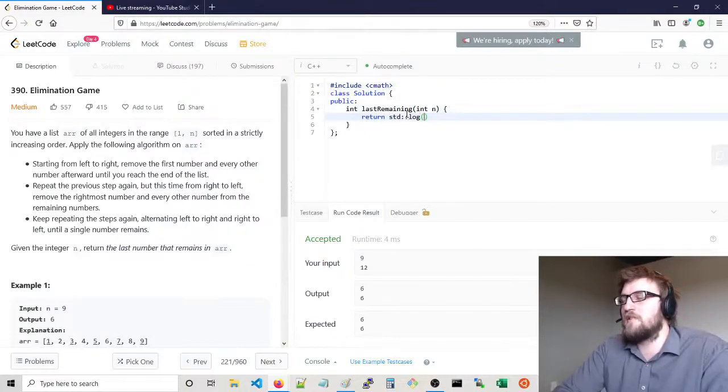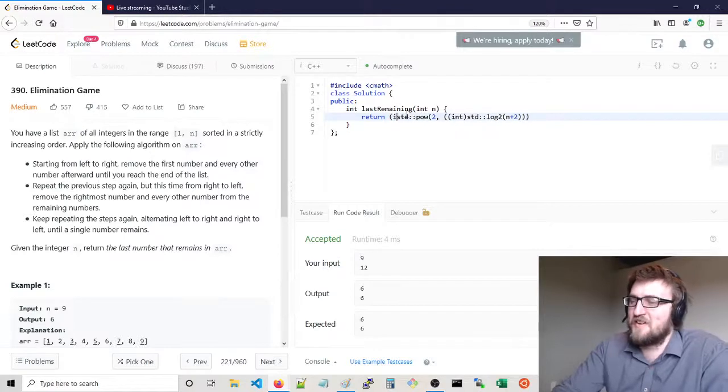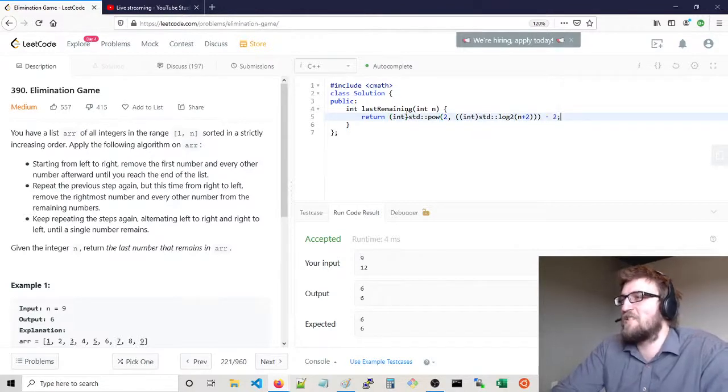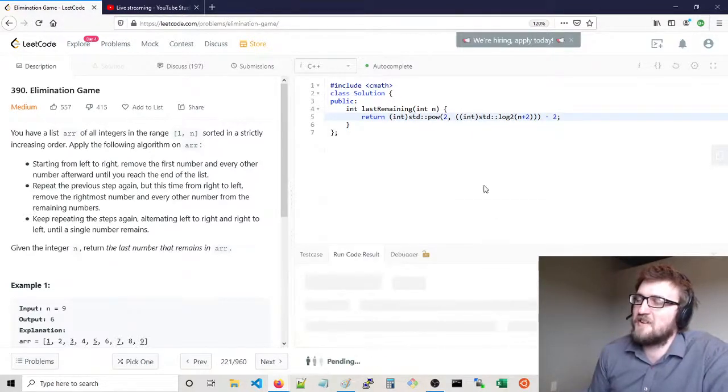Standard log 2 of n plus 2, floor. Let me just int, and then take the power of 2 of that, also an integer, and then subtract 2. What do you get?